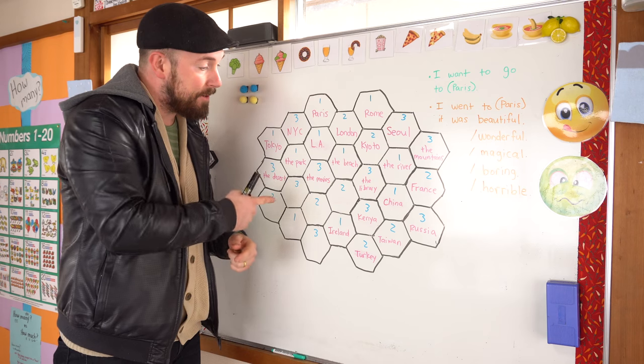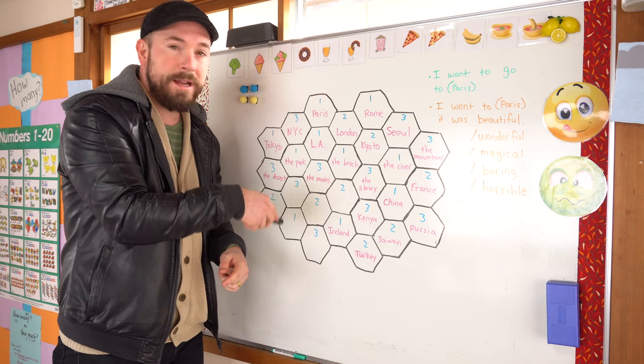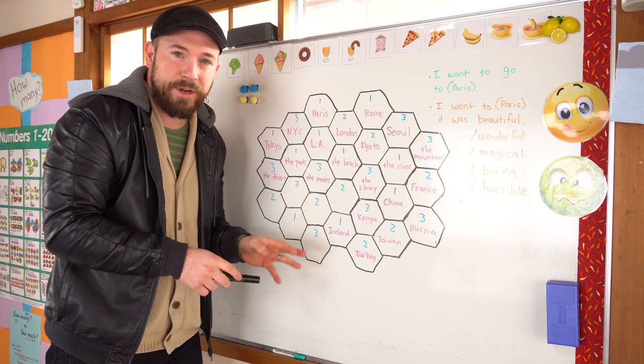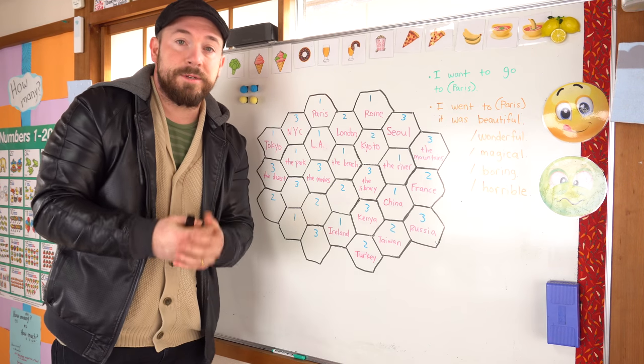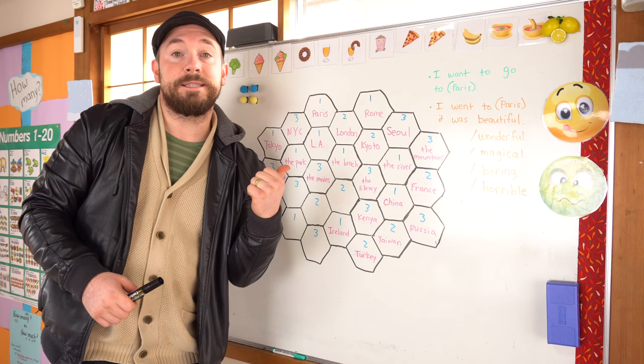I actually played this game with kindergarten, but instead of using vocabulary or expressions, we just use pictures like animals or food. I've drawn my grid here, and I've numbered 1 through 3, just randomly anywhere you want to put. And I'll elicit vocabulary from the students. In this case, I'm using places you can visit.